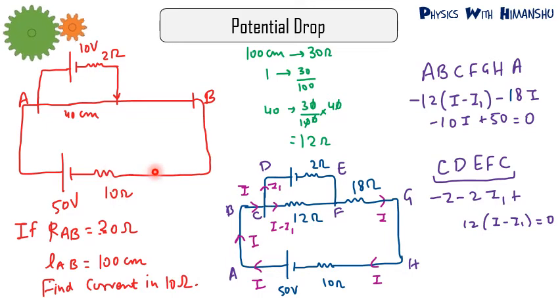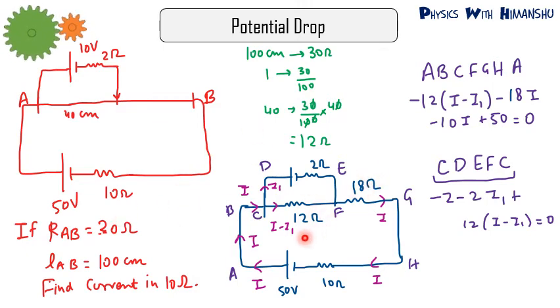What we'll do is we will use unitary method to find out resistance of this 40 centimeter. So for 100 centimeter resistance is 30 ohm, for 1 centimeter 30 by 100, and for 40 centimeter 30 by 100 into 40. So it will come out to be 12 ohm. So we'll replace this 40 centimeter with a resistance of 12 ohm. So 30 minus 12, remaining will be 18 ohm on this side.